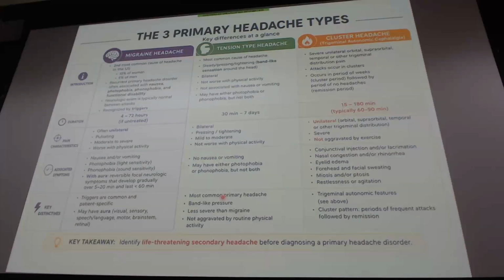But here's a wrap-up slide. We'll take a break in 2 seconds. We covered migraine headache, tension type headache, cluster headaches.